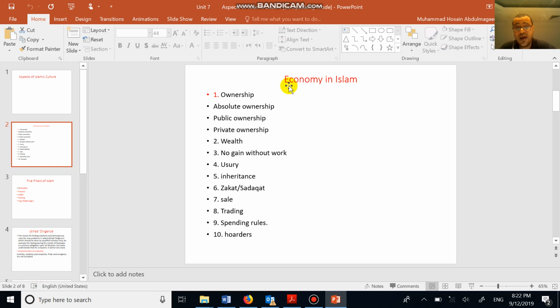So the economy in Islam includes these 10 components. The first one is ownership. Ownership has 3 different types. The absolute ownership: everything belongs to Allah subhanahu wa ta'ala, especially the things that you can't own, like the earth, the sky, the stars, the moon, the sun, the air, the ocean. You can't own them at all.